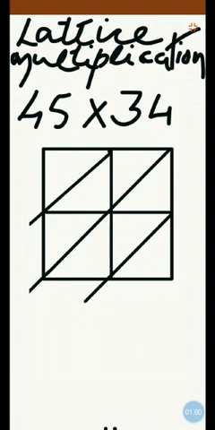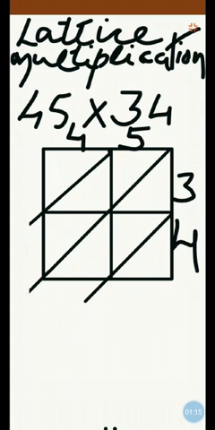Now, to multiply 45 and 34, I will have to write one number here on the top and one number here on the right hand side, like this. Now, one by one I will multiply and write the answer in the boxes provided below.